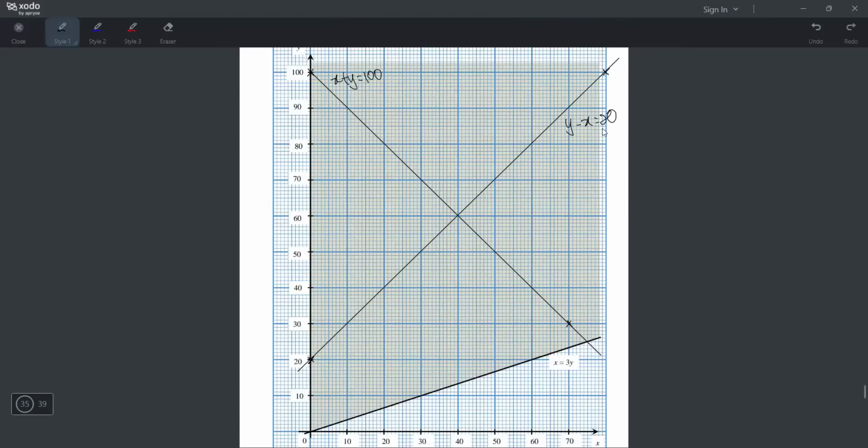Okay, when we shade the region, kita kena tengok dia bigger or smaller, right? But this one I already know is bigger already. The x equals 3y is memang bigger, sebab ini dia dah lukis siap-siap for me. But we have to check for this line and this line bigger or smaller. Okay, so now let's go to the soalan.